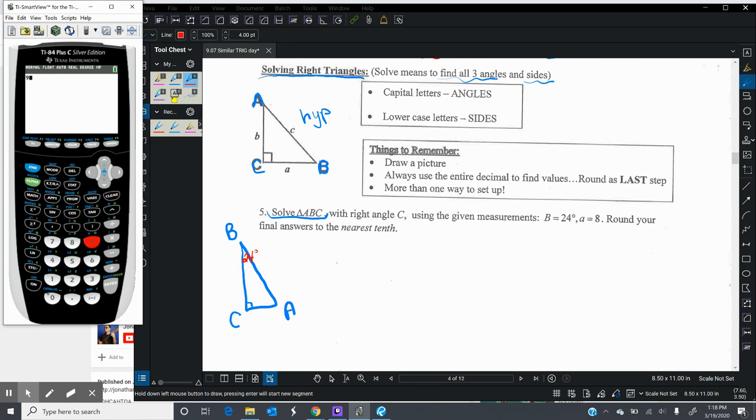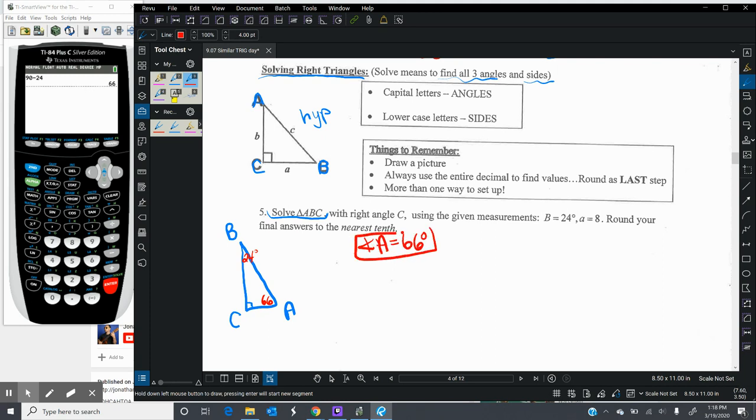Now we would know what angle A is because we can take 90 and subtract 24. They're going to be complementary, so we get 66 degrees. So far we know that angle A is 66. It's one thing we have to find. Again, when we're solving the triangle, we find all the angles and all the sides. Moving on to the sides, letter a is 8, so opposite angle A is going to be 8. And we need to find little b, which is down here, which is side CA. And we need to find the hypotenuse, little c, which is across from letter C.